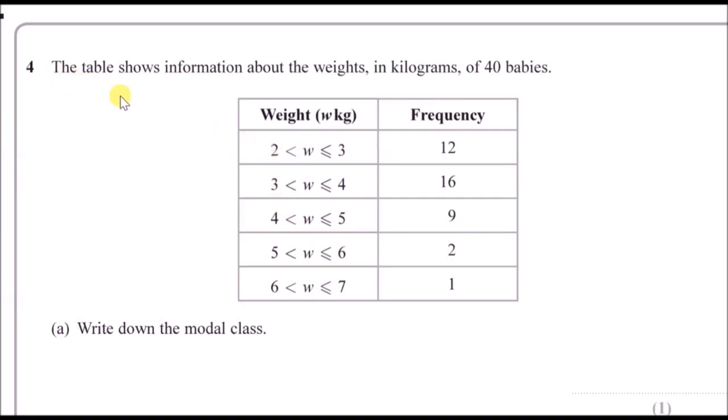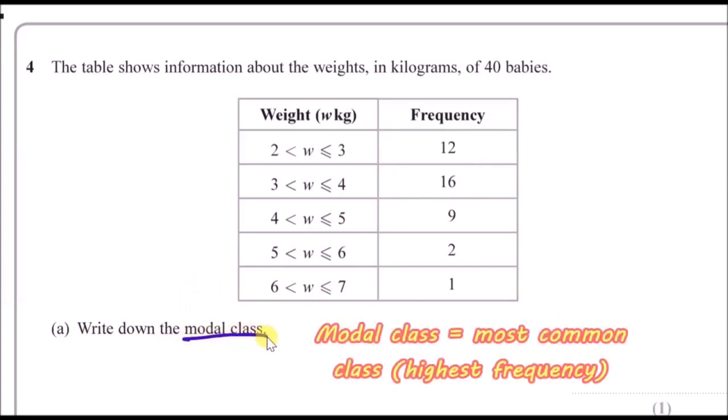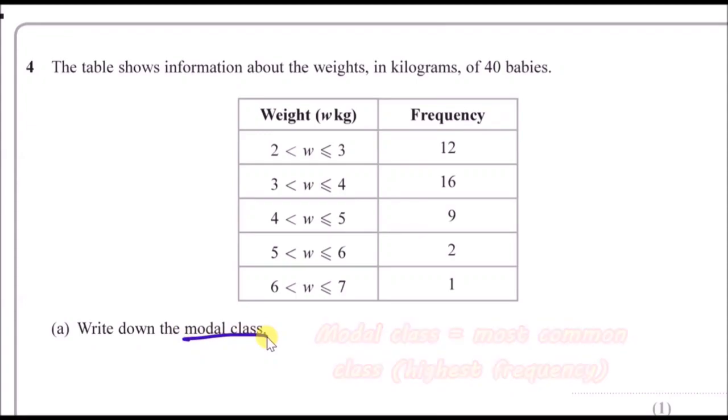Okay, number 4. So the table shows information about the weights in kilograms of 40 babies. Okay, so here's your weights. So this table is trying to tell us that for babies that weigh between 2 and 3 kg, there's 12 of them. Whereas on the last class, there's only one baby between 6 and 7 kg. Okay, cool. Now, write down the modal class. All right, so when you see the word modal, this means the mode or the class that has the highest frequency. Well, we can see that the class with the 16 is this group here. So we just write that entire thing in.